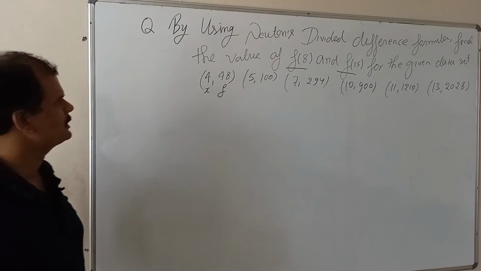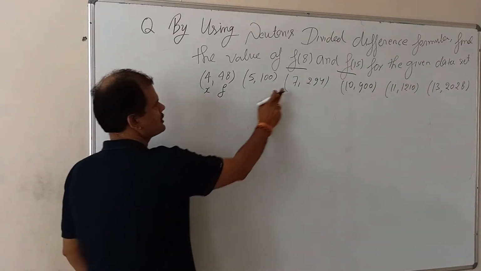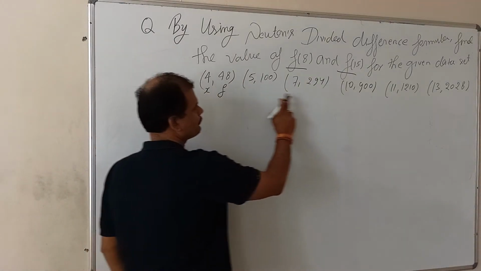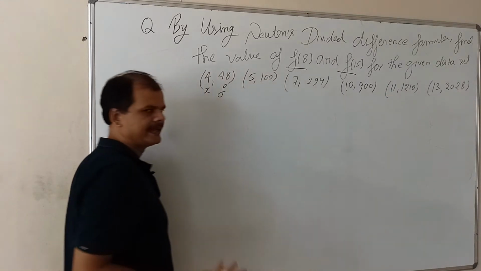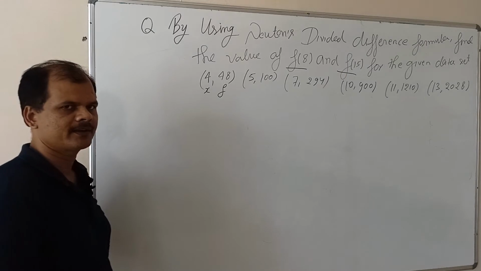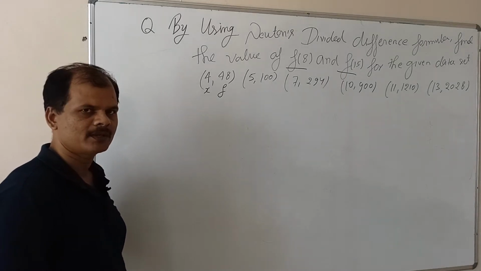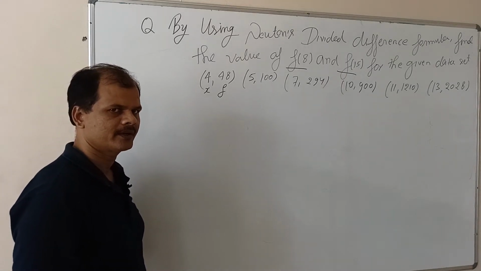And you see, 5 minus 4, 1. 7 minus 5, 2. 10 minus 7, 3. 11 minus 10, 1. So here h is not fixed. So these are unequal intervals. So this method is applicable for unequal intervals.